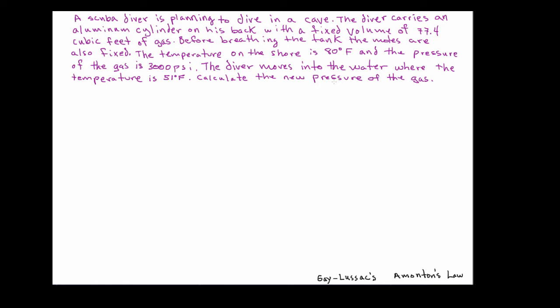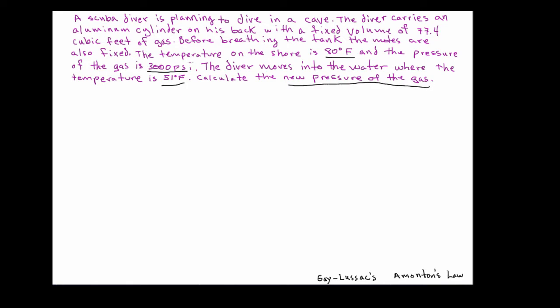Before breathing the tank, the moles, or the particles, the amount of air in the tank is constant. The temperature on the shore before the diver enters the water is 80 degrees Fahrenheit, and the pressure in the tank is 3,000 psi. Now the diver is going to move into the water where the water temperature is 51 degrees Fahrenheit. And what we're interested in is calculating the new pressure of the gas.